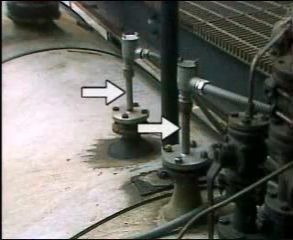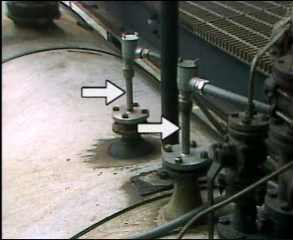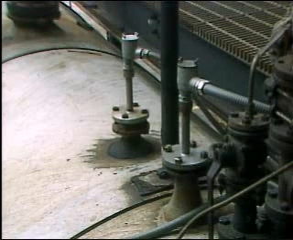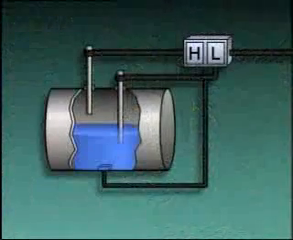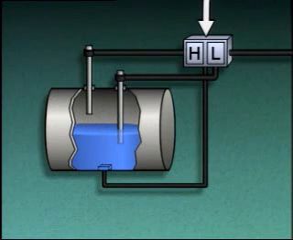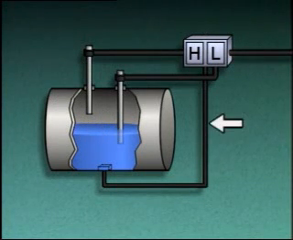Electrical probes, such as these conductivity probes, are another type of direct level measurement device. They're used with liquids that can conduct electricity in order to complete an electrical circuit. As this illustration shows, the conductivity probes are connected to a high and low level alarm. A current flow return path from the tank is also connected to the alarm.